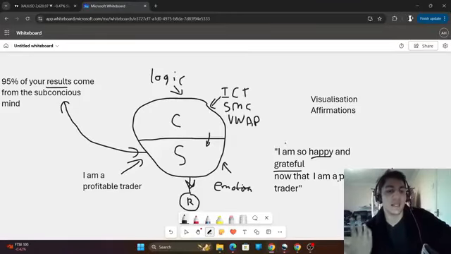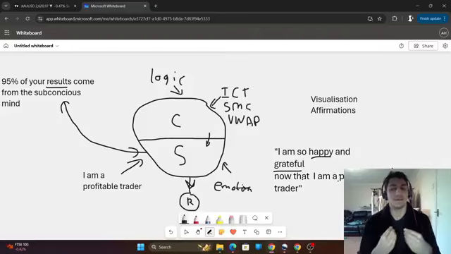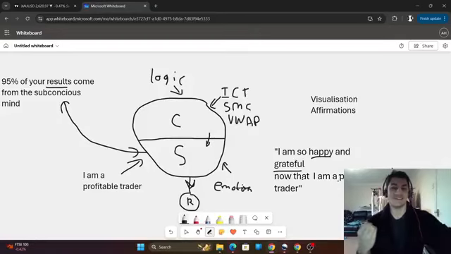But for me, the affirmation now has changed because I'm a profitable trader. It's, I am so happy and grateful now that I'm a 7-figure trader who consistently gets payouts, right? That's a pretty nice affirmation, isn't it? Because if you keep saying that long enough, it comes true. So, you might be a profitable trader, right?